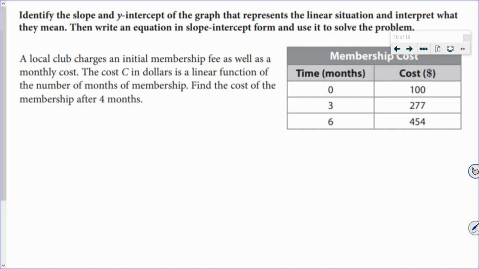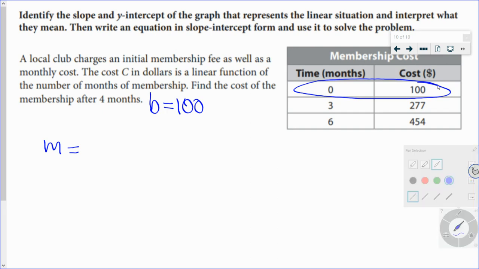$100. Yep. Lisa got it right. My y-intercept here is $100 because that's at 0. Okay? Now, I don't have a slope, but I have 2 points. I can just use any of the points I have on there. I'm going to use the smallest points because it makes my math the simplest.